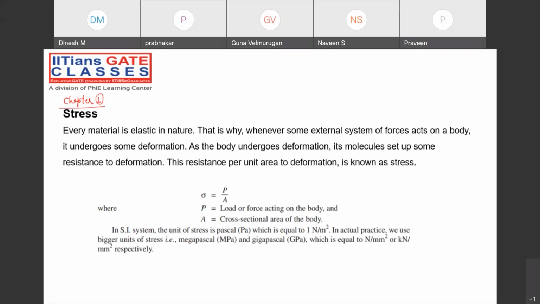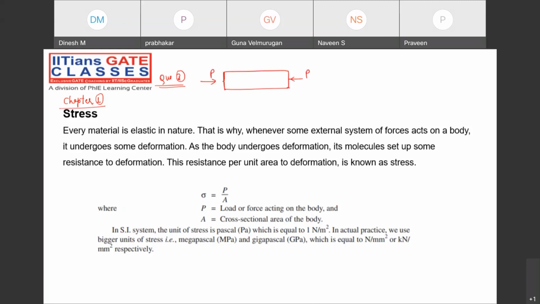So why actually do things become complicated? Why has the stress been generated? Why has the stress in the material been generated? What's the reason for that? Note down question number three. One important question I'm asking you.